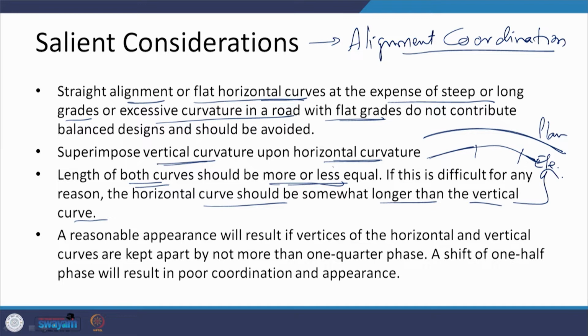A reasonable appearance is going to result if the vertices of the horizontal and the vertical curves are kept apart by not more than 1/4, as far as possible. So, this is the apex of, say, the circular curve, and this is the apex of the vertical curve. If they are coinciding with each other, it is fine, but if there is a small distance between these two, which is being defined as 1/4 of one phase. One phase is like one changeover which is going to be there. So, if we have up to that much also, it is satisfactory, but if it is going beyond that, then that is going to create a poor coordination or a poor appearance. So, we have to take that also into consideration.